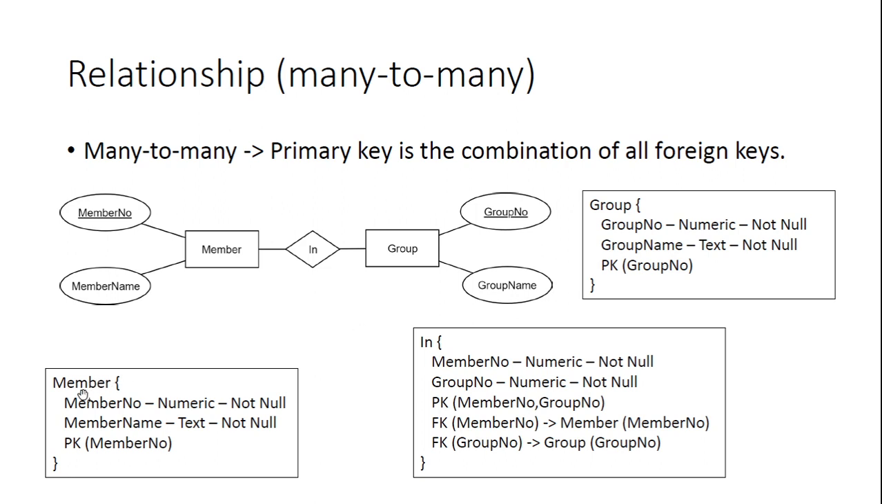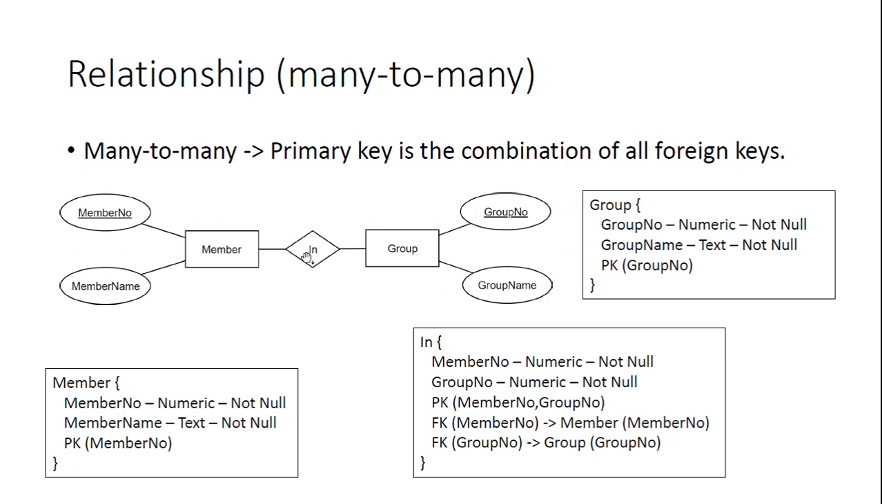If we are to write the relational schema, for group and member, these are straightforward, right? These are entity sets. We just include their attributes and write the primary key. We also define the types of our attributes and whether they are not null or unique, etc. And for the relationship as well.